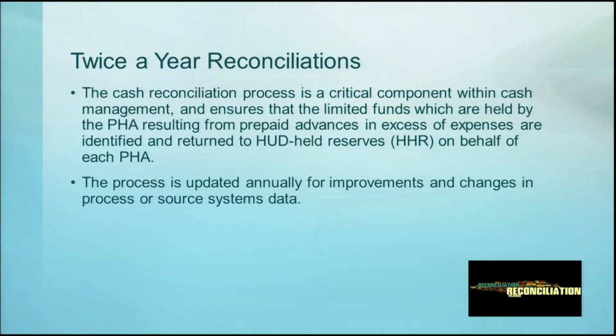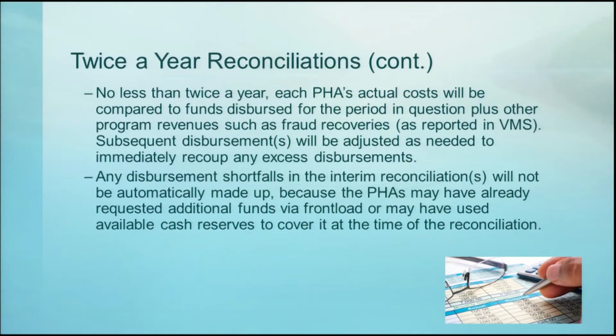Cash reconciliation occurs twice a year to ensure those limited funds are prepaid advances less the expenses reported in VMS. This is in compliance with notice PIH 2011-67, which requires PHAs to hold limited funds. We review and update the process annually and will communicate any changes to PHAs. Most changes are system related though. Disbursed funds plus other program funds are compared against each PHA's actual expenses and results adjusted for next disbursement.